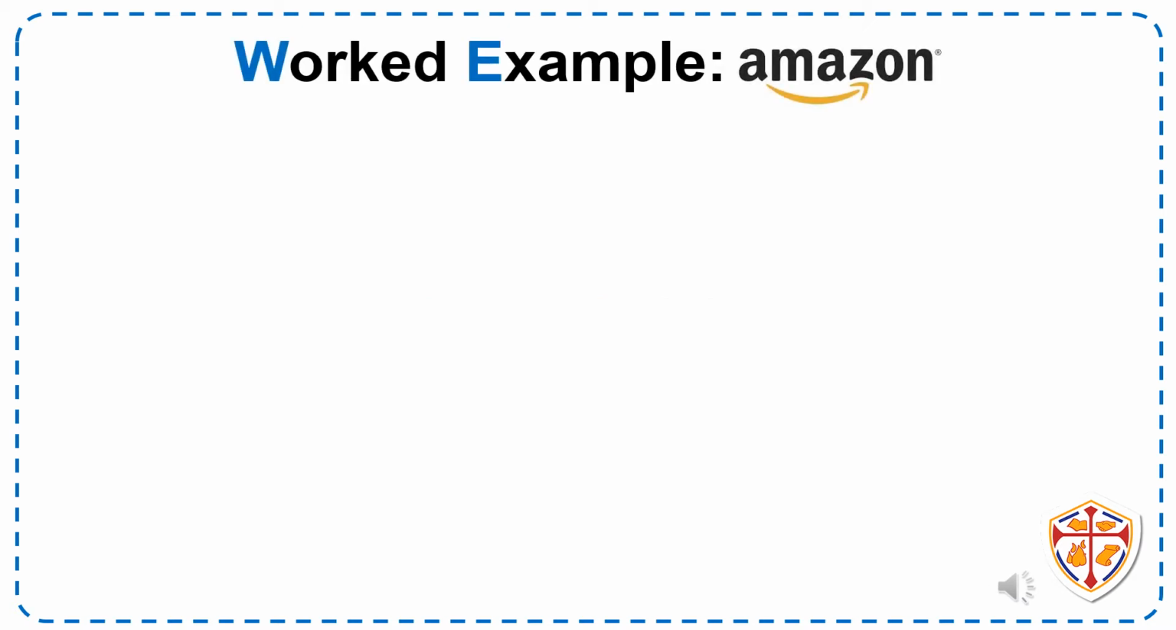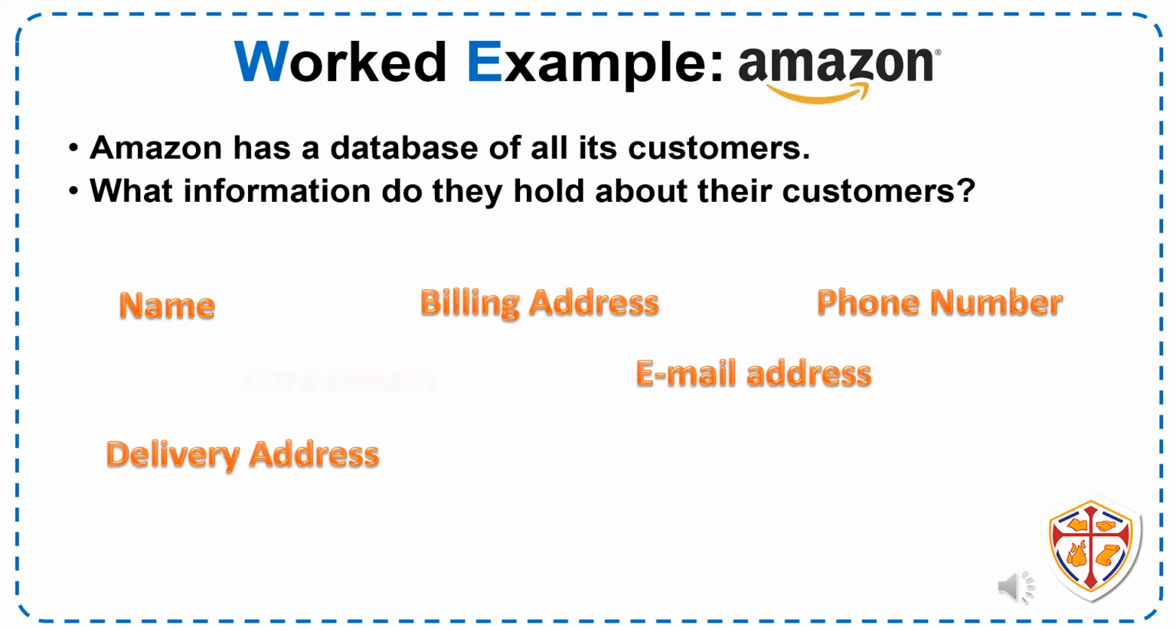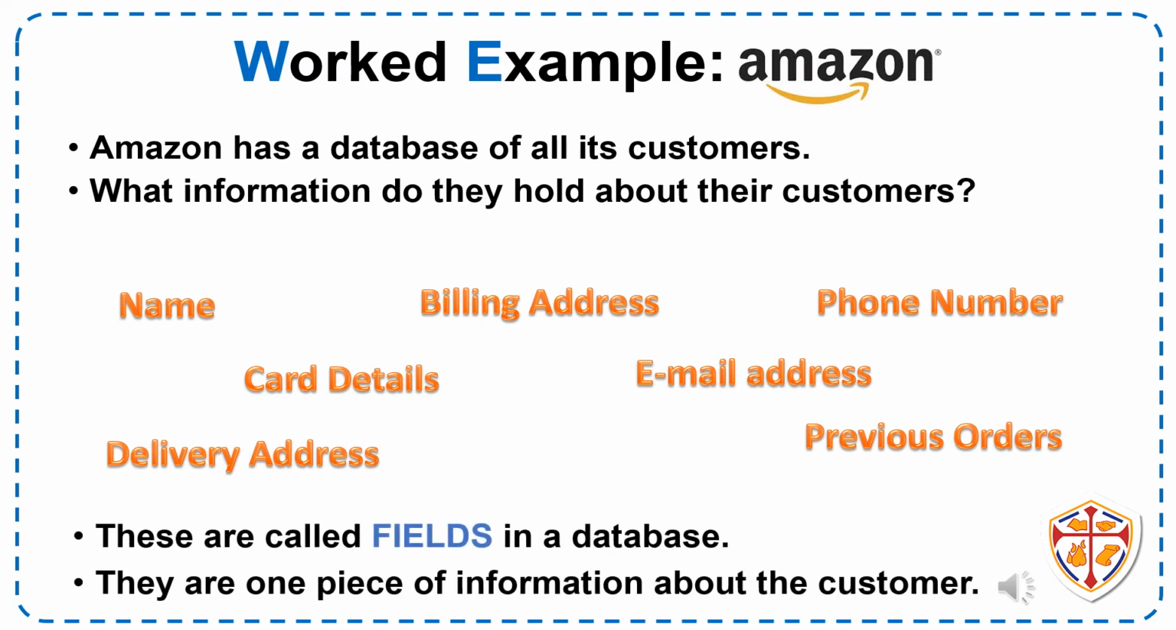Here is a worked example. We have all heard of Amazon, a very large company that has millions of customers stored in their own database. A table is designed to store specific information about their customers, such as name, phone number, email address, billing address, delivery address, card details, previous orders. These are known as fields in a database. They are one piece of information to be entered into the database about the customer.